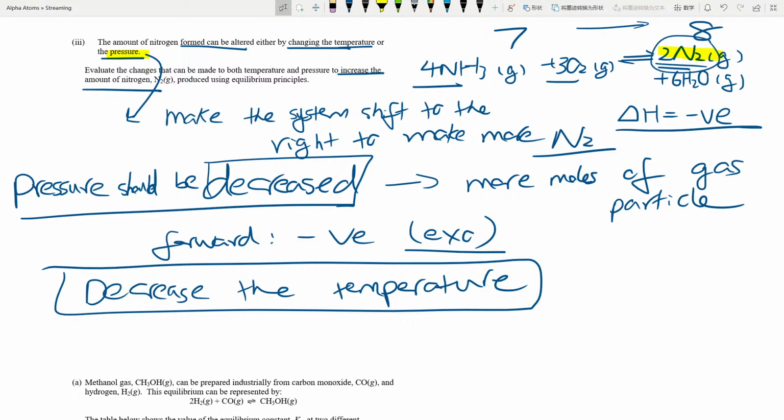Temperature: if temperature increases, I favor endothermic to suck in all the energy. Or you can remember it as, if I decrease the temperature, then the system needs to release some energy to make up for the energy loss. Hence, I favor the exothermic reaction. Remember one of them, the other one's the opposite.